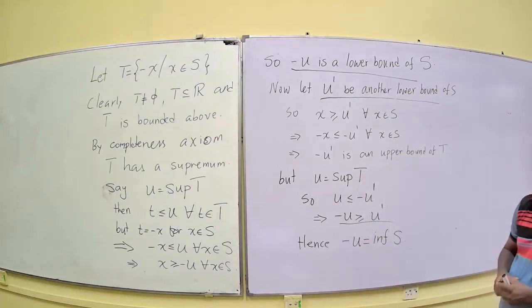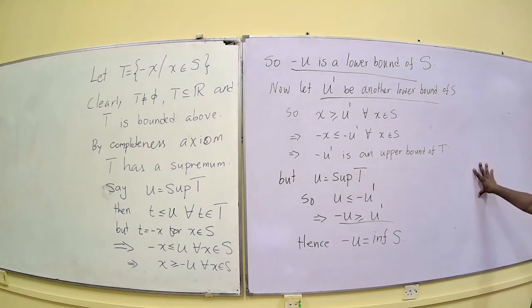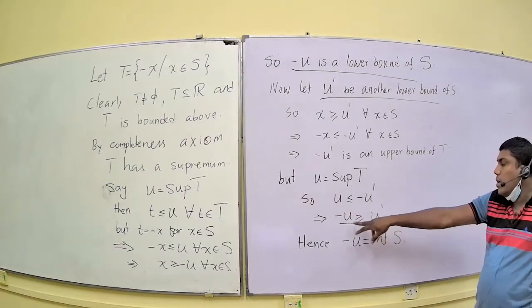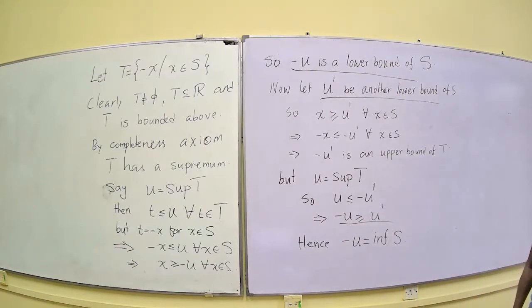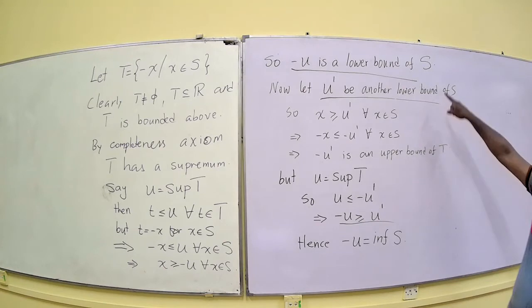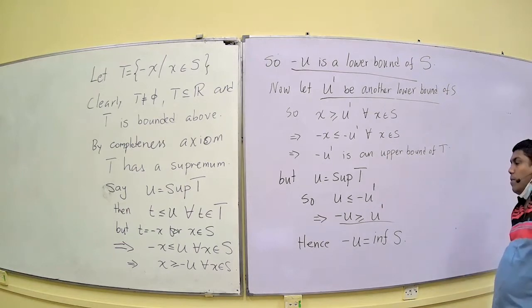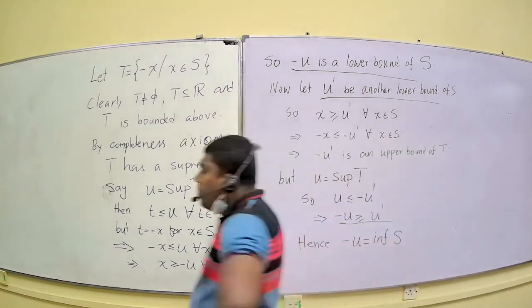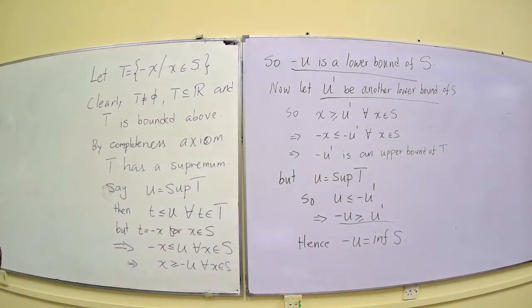Right. So hence minus u is the infimum of S, right? Because for any other lower bound, that lower bound is smaller than minus u dash. So clearly minus u dash should be the greatest lower bound for the set S. So that means minus u should be the infimum of the whole set. So that is how we prove the infimum property by using the completeness axiom or the supremum property.